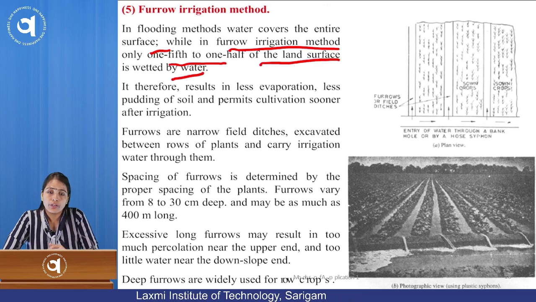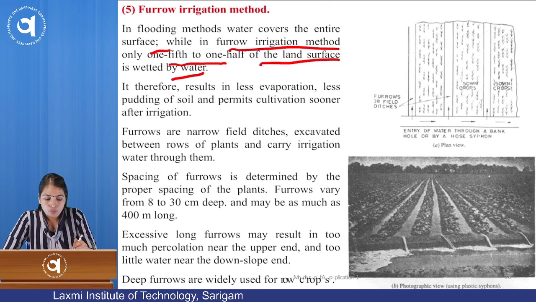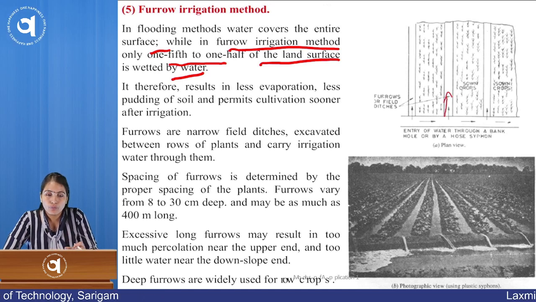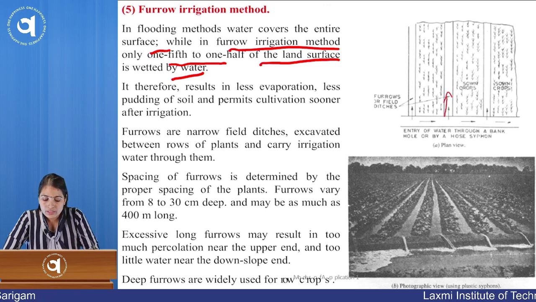So what are we doing in border flooding? We have 10 to 20 meters separation, one levee constructed, and we are supplying the water over this area. But in furrow, what are we doing? We have ditches, and one-fifth to one-half of the land surface is only wetted with water. So we are taking the water with the help of capillary action, like we supply the water through one drain, and then the crops take the water with capillary action. Therefore it results in less evaporation.